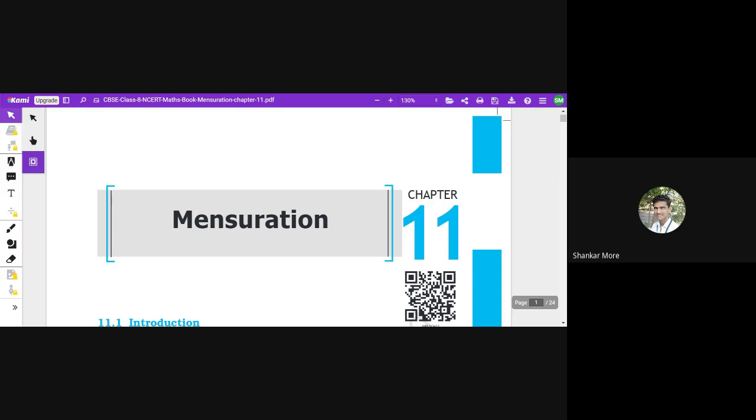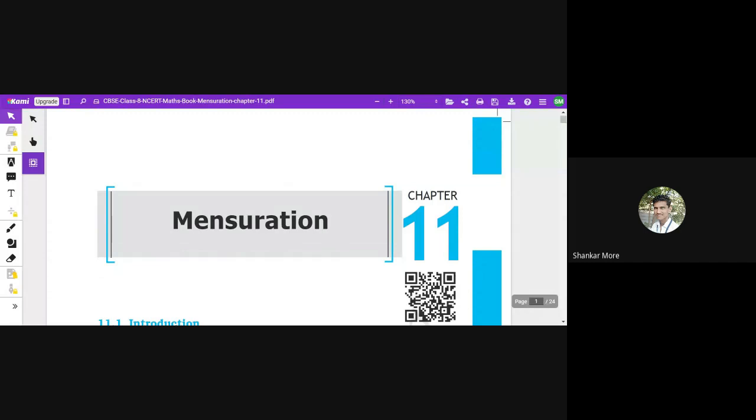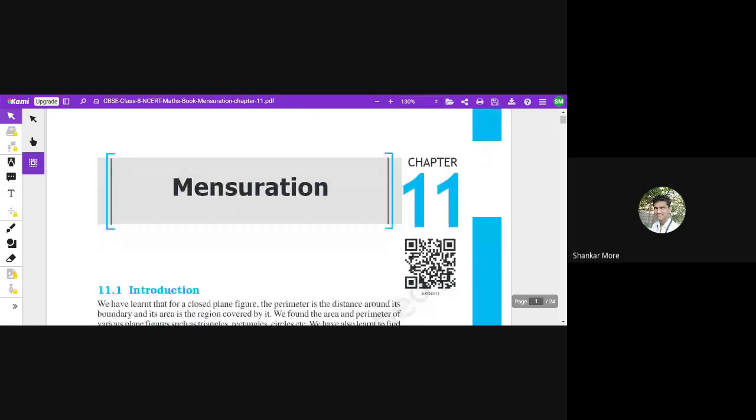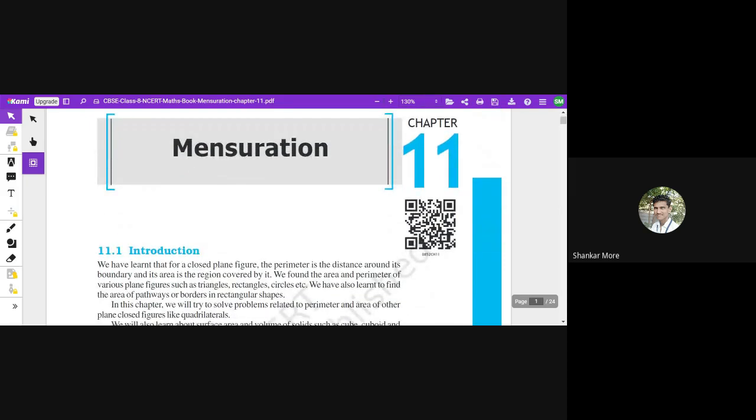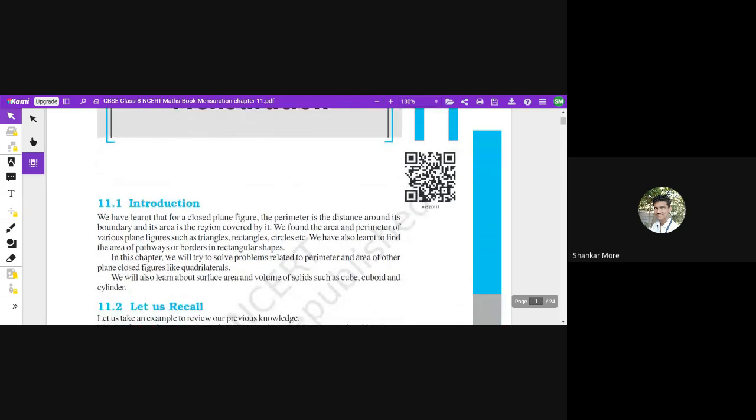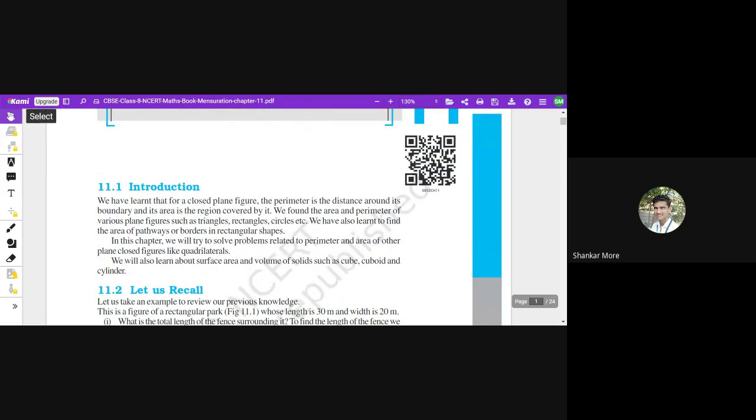Okay, so the new chapter that we are going to start is mensuration. This is our 11th chapter from the syllabus, and from the second term syllabus, I believe this is third or fourth chapter, right? So shall we start? So see, introduction. What is mensuration? First of all, we need to know that.